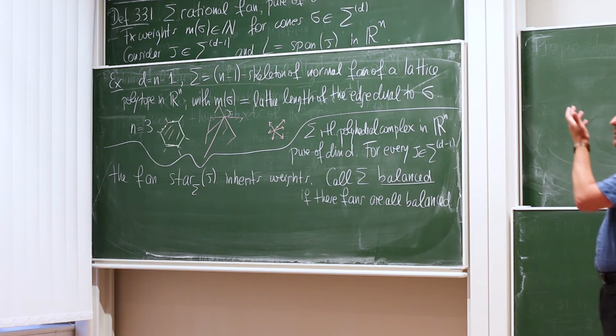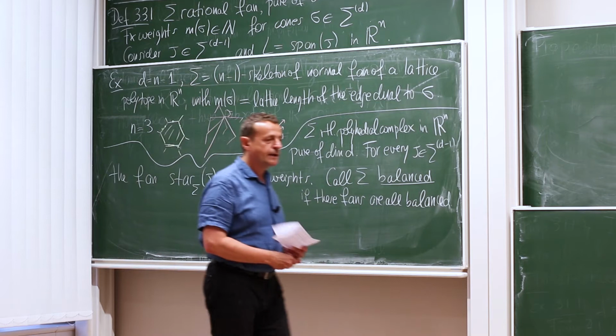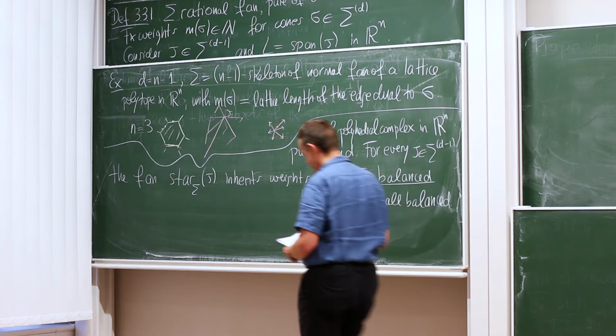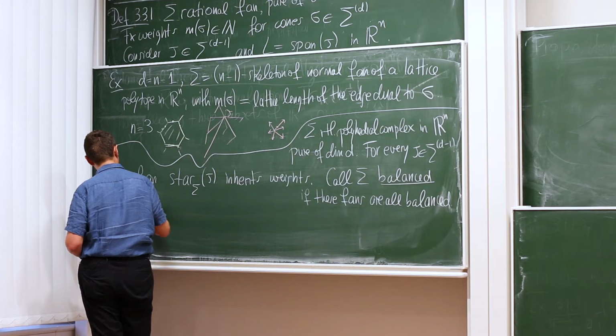Okay, so let's look at an example. Let's take a plane conic. As always, a plane conic is dual to the subdivision. So the conic looks like this.